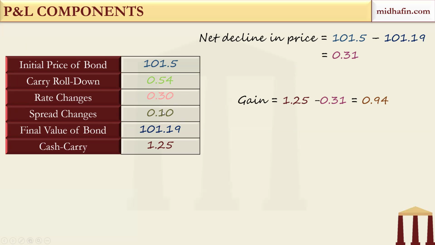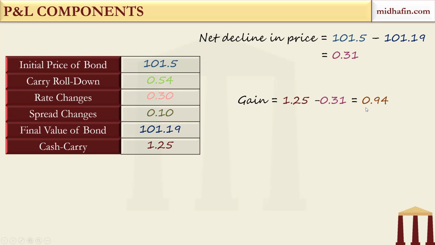Now you just add them. These are the calculations that we did in the last slides, right? 0.54 was the carry roll down, 0.3 was rate change and 0.1 was our spread change. Now you just add them all, you will get 0.94, which is our actual gain by just considering the difference in the price and adding the interest payment to it. This is the bifurcation of $0.94.